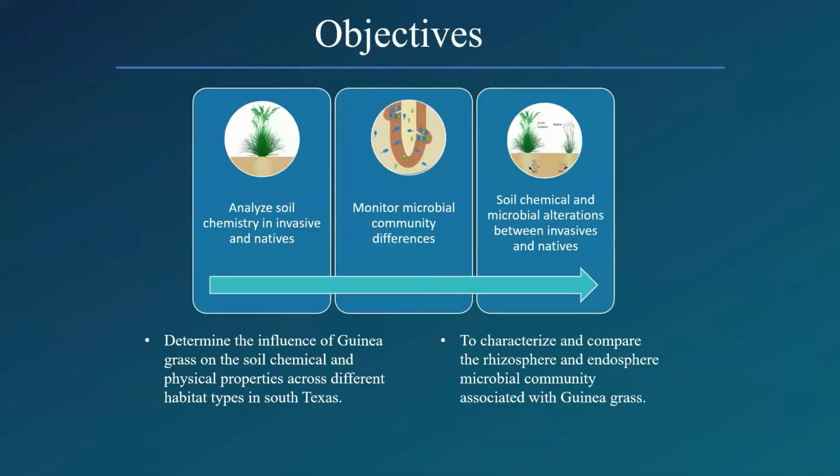So my objective is really to look at the soil chemistry and see if there are any differences found between native and invasive grasses. Besides that, I want to look into the microbial community found between native and invasive grasses. And lastly, compare those differences and see if there are any alterations because of guinea grass and its invasiveness, changing the soil chemistry for its own benefit and being a really good competitor to native areas.